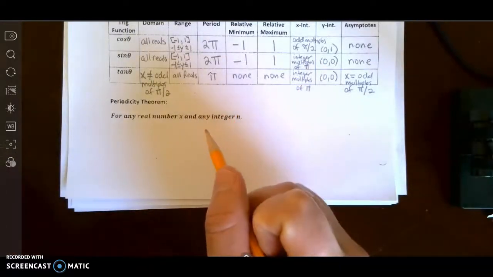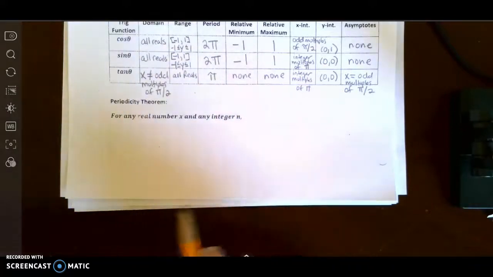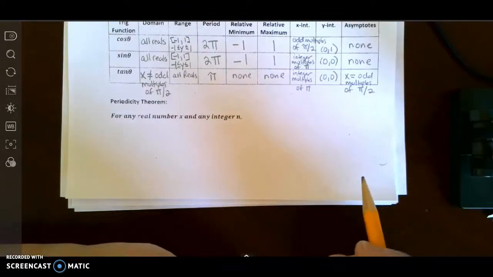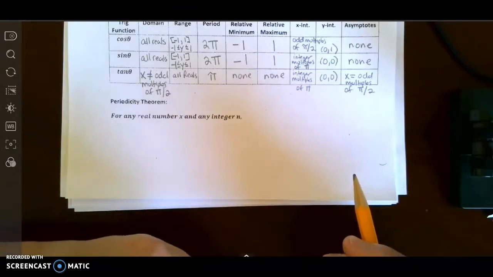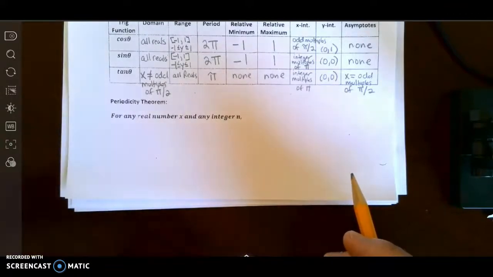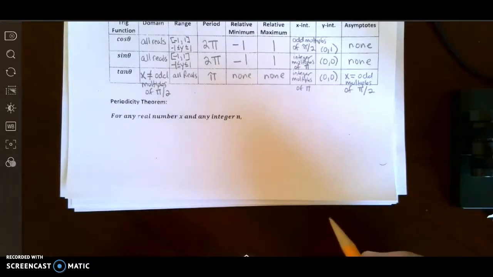This brings us to the periodicity theorem, and pretty much what the periodicity theorem is telling us is that every time you go through a full cycle or full period on the sine, cosine, or tangent graph, all your values repeat and you're going to get the same thing.